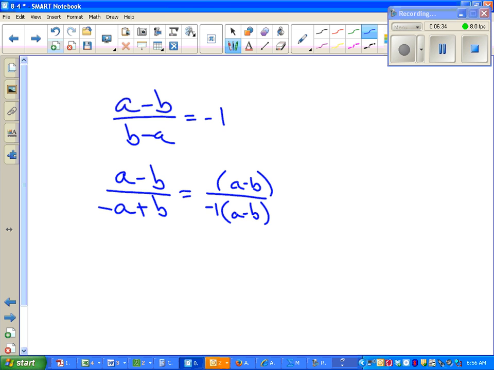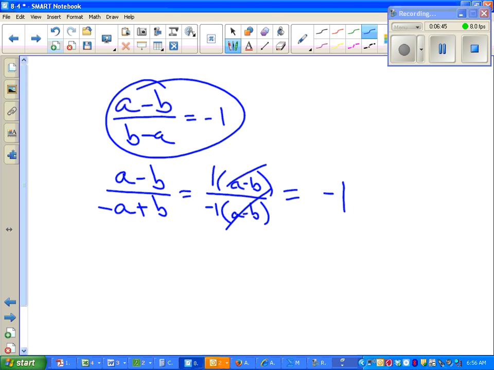As you can see, the a minus b now cancels out. Left with 1 on top, -1 on the bottom. Done. It doesn't matter what a and b are, as long as they're in this form.